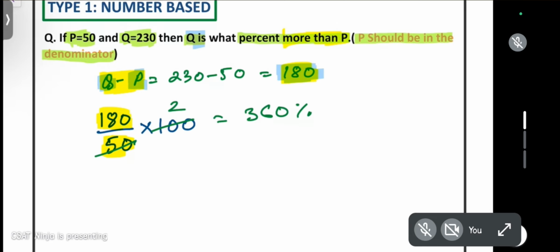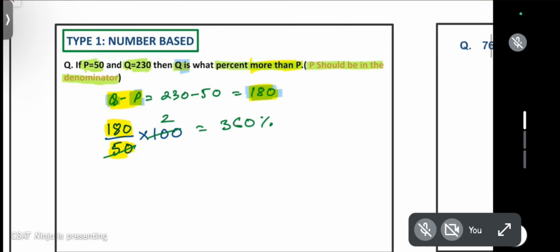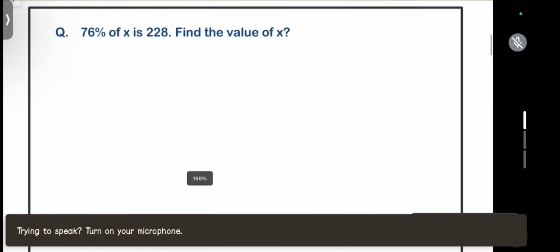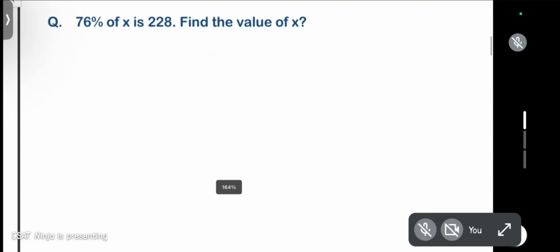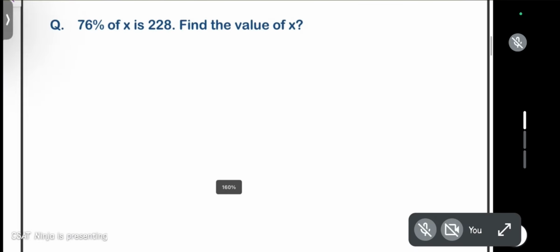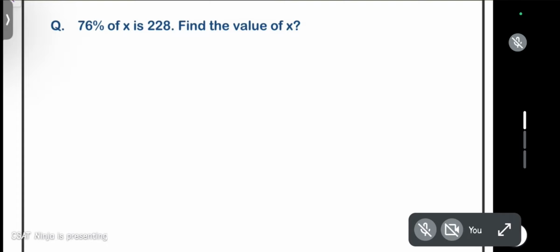That's what we are getting. So that's number one, and let's go to number 2 here. This type of question can be asked again. 76% of x is 228. Find the value of x.